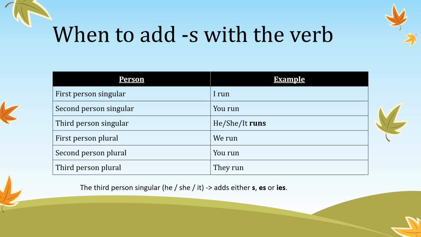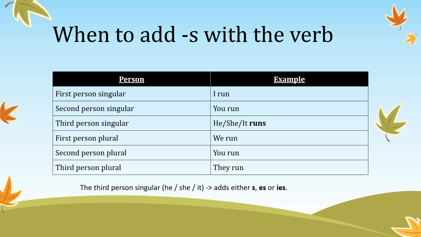Now, when to add s or es with the verb? For first person singular, which is I, we don't use s. So I run, I sing, I cook. The first form of the verb will remain the same. Second person singular is you. The verb will also remain the same: you run, you cook. The third person singular is he, she, it. So we will add s or es.